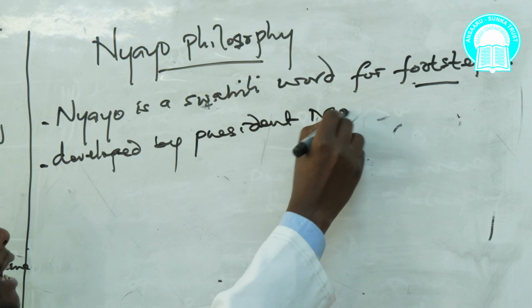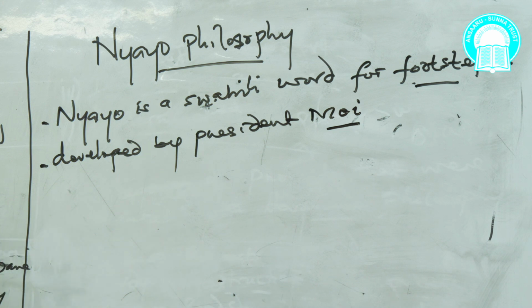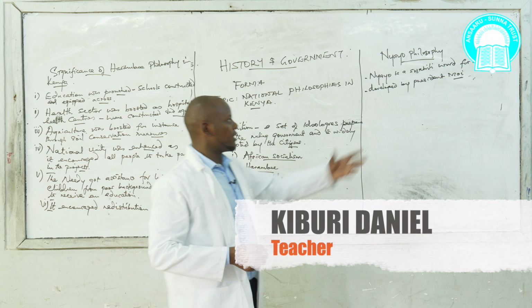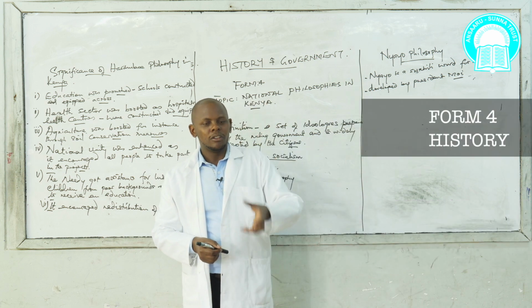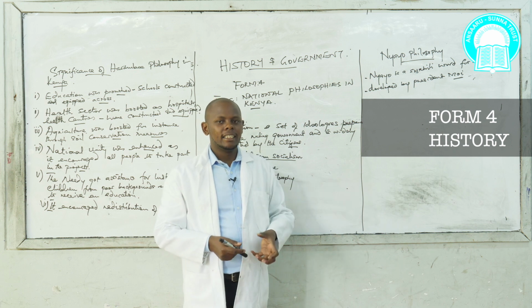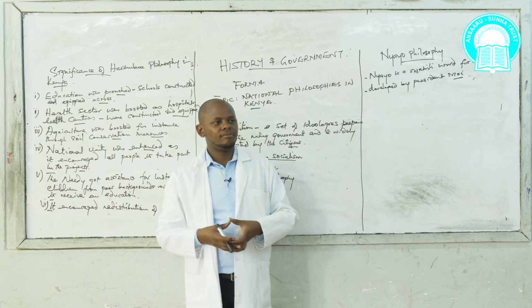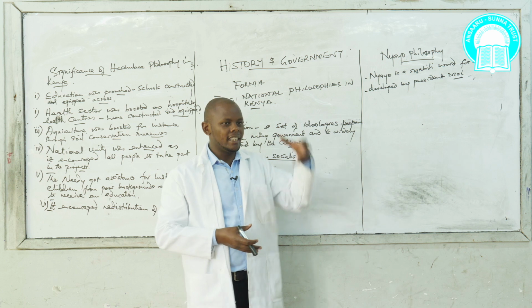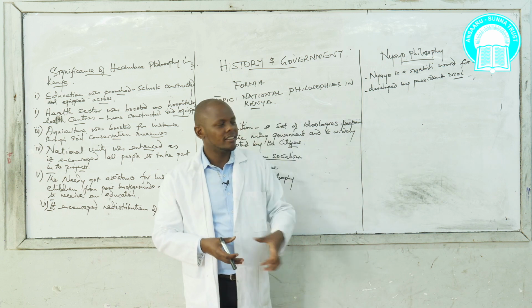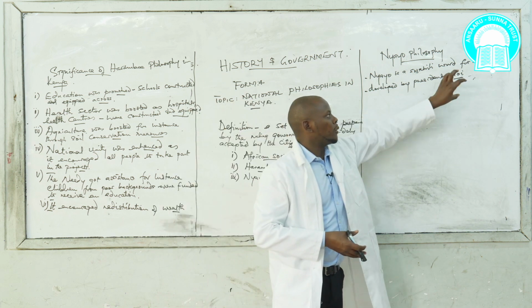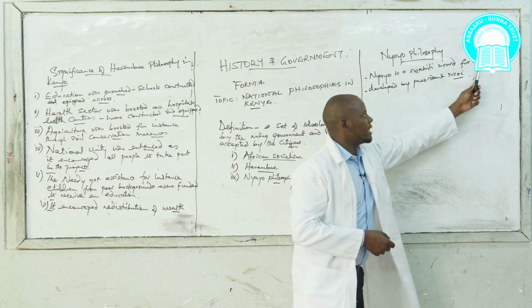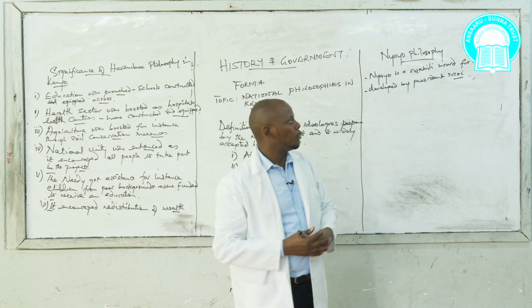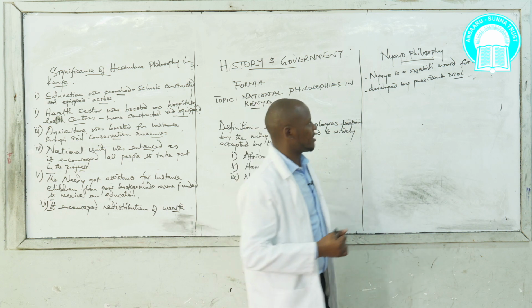President Moi developed it after the death of the first president of Kenya, Jomo Kenyatta. So President Moi promised Kenyans, I will follow the footsteps of Kenyatta. Whatever policies Kenyatta's government had embraced, had put in place, he promised Kenyans he was going to implement those policies. And that's why we are getting the word Nyayo, which means footsteps.